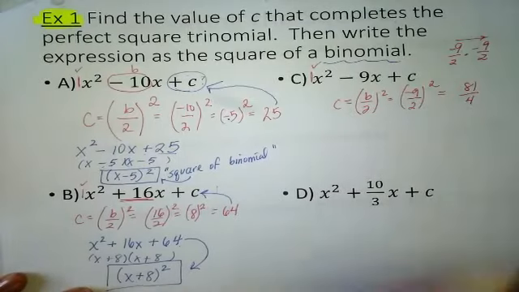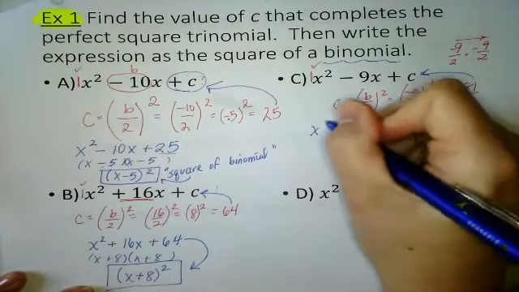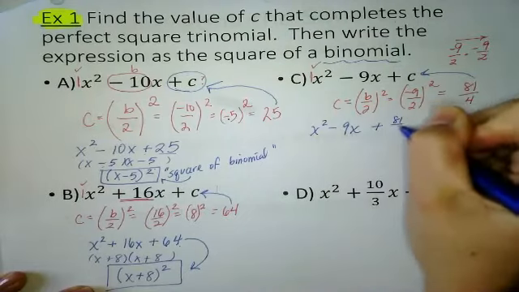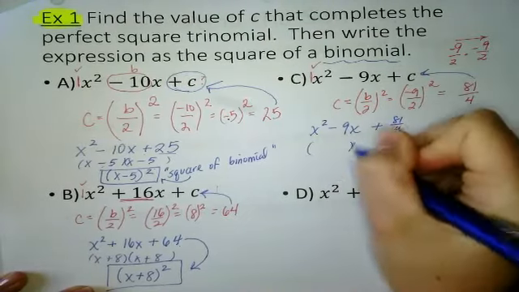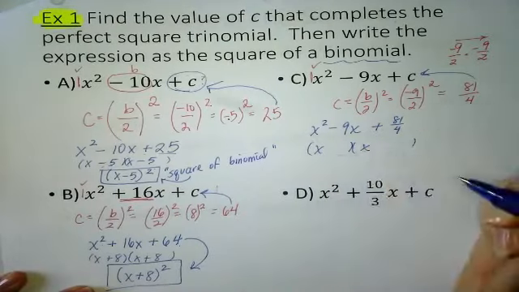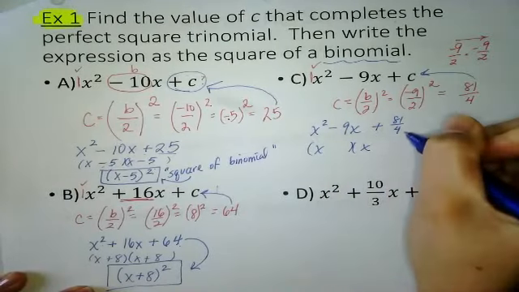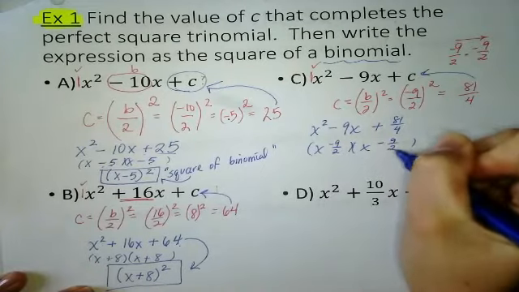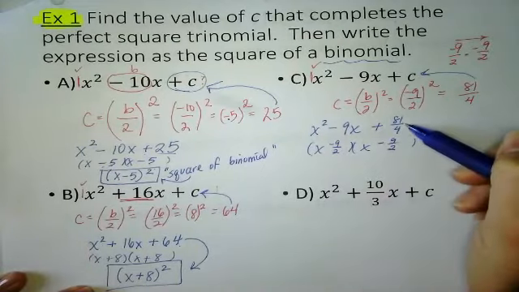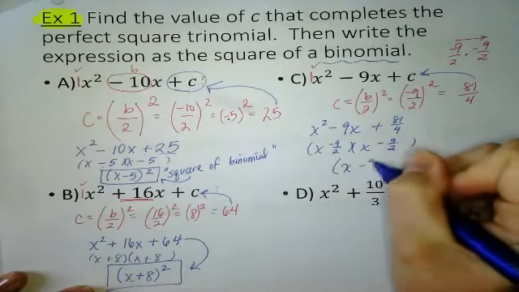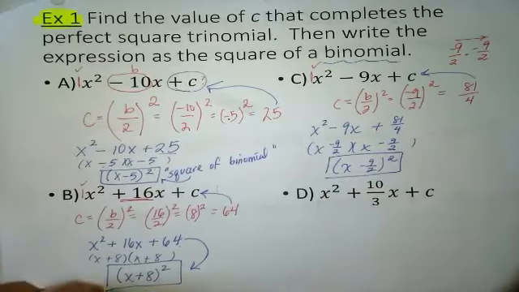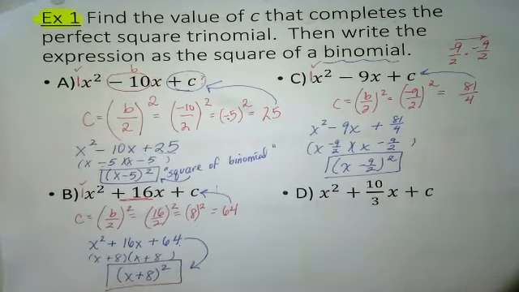So rewriting my trinomial, x squared minus 9x plus 81 fourths. And that's going to double bubble. X times x is x squared. What times what is 81 fourths? It's right there. Negative 9 halves times negative 9 halves gives me positive 81 fourths. And so that's going to be x minus 9 halves quantity squared, which is a fantastic answer. If you wanted to use a decimal, you could, and you could square it as well on your calculator.